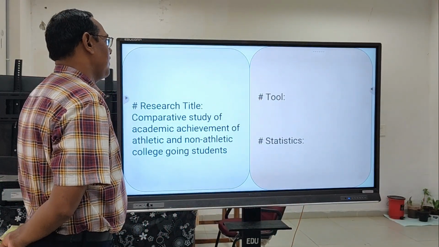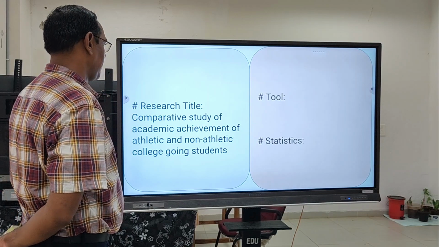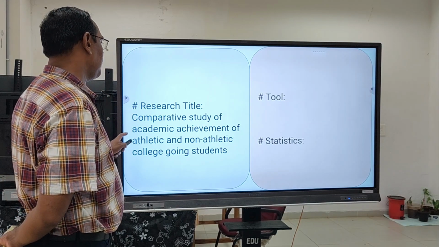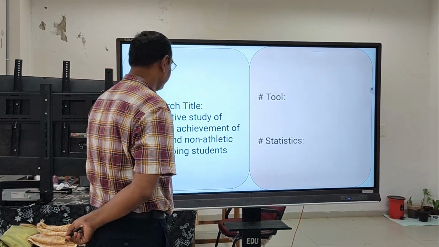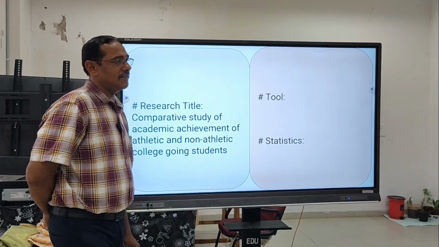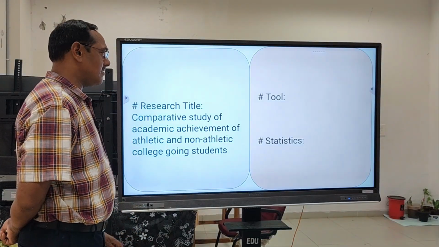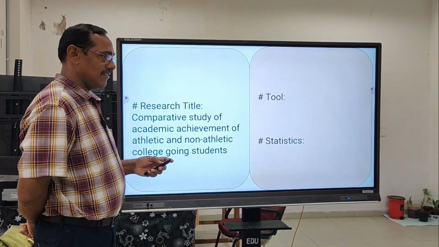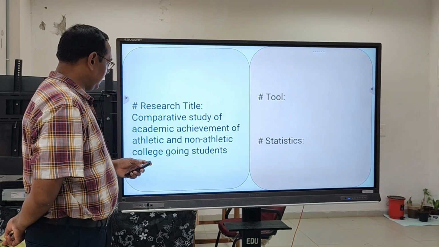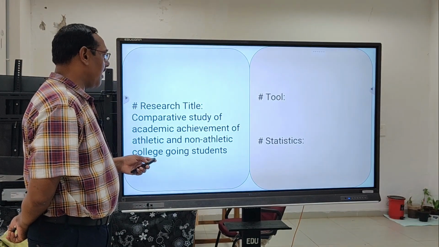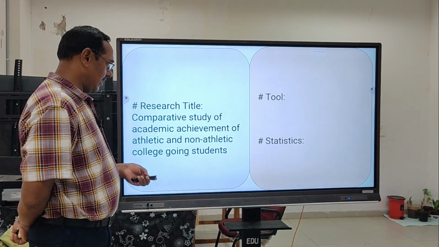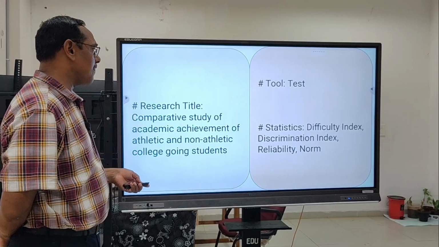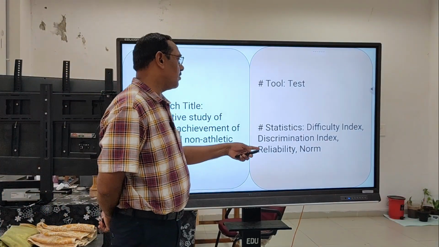So this is a research title. You tell the tool and statistics. Comparative study of academic achievement of athletic and non-athletic college going students. What is the tool and what is the statistic? Achievement test. Statistics: t-test. And also for the tool you have to go for discrimination index, difficulty index. Actually we are checking for the tool only. Also you have to go for reliability and norms.